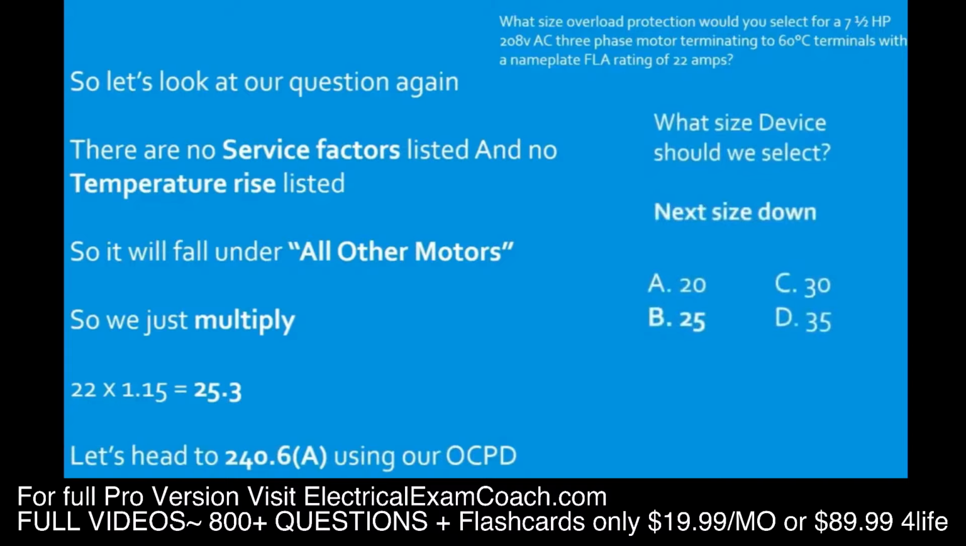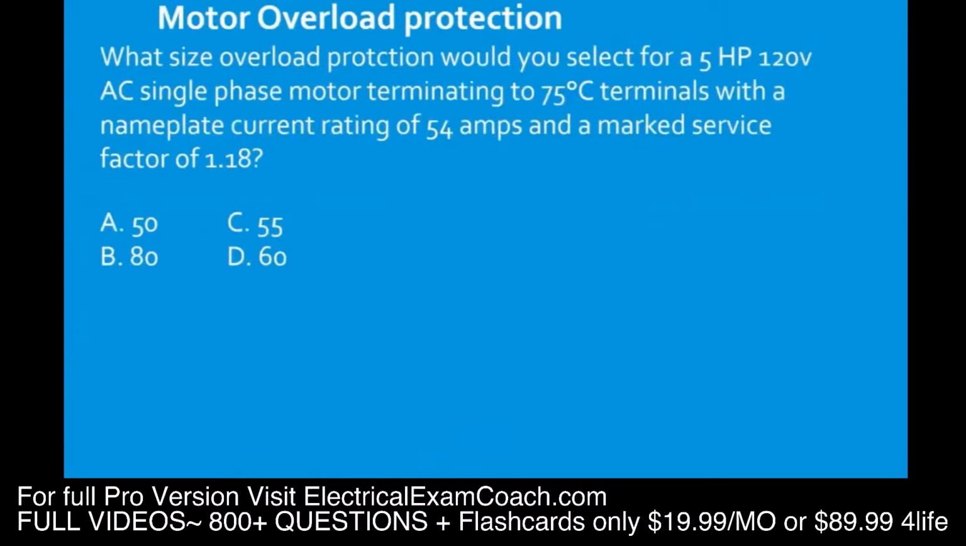Great job. What size overload protection would you select for a 5 horsepower, 120 volt AC single phase motor terminating to 75 degree C terminals with a nameplate current rating of 54 amps and a marked service factor of 1.18? All right, so we're still going to go back to the same section, but we need to check what the demand factor is for a service factor.